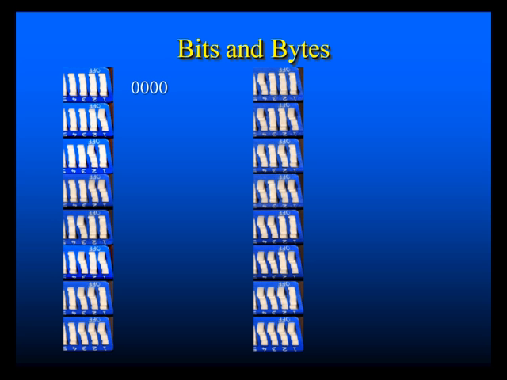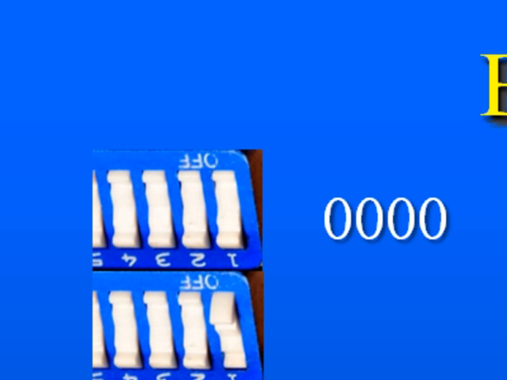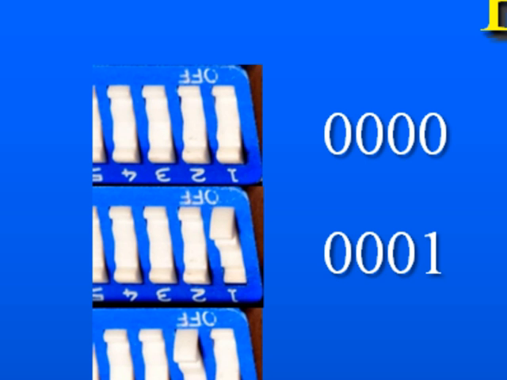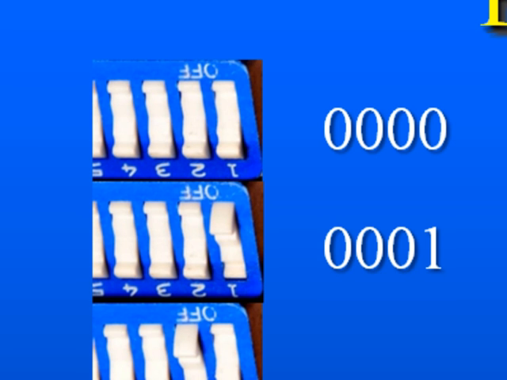In the first one up on the top left, you'll notice that all 4 switches are flipped over to the off, which is now at the top there. And so we might denote this as 0, 0, 0, 0. The second one, though, shows that switch number 1 is now flipped on. So that would be denoted as 0, 0, 0, 1.